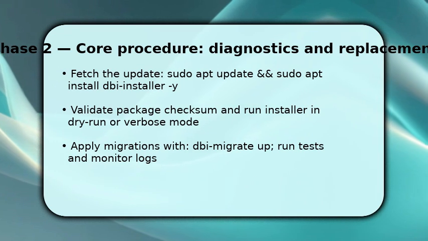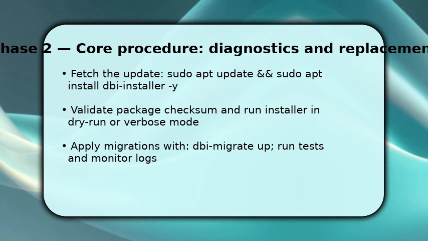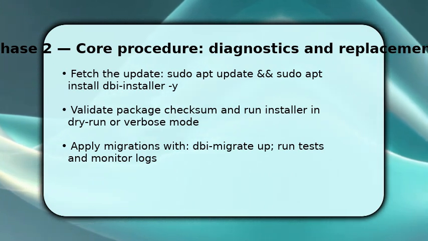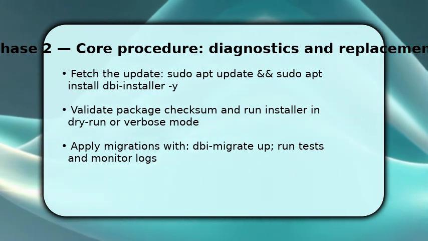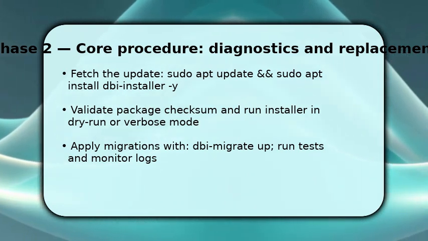This exposes conflicts. Once satisfied, apply database migrations with DBI migrate up and immediately run smoke tests and watch logs for errors. This confirms the update applied cleanly and detects regressions early.